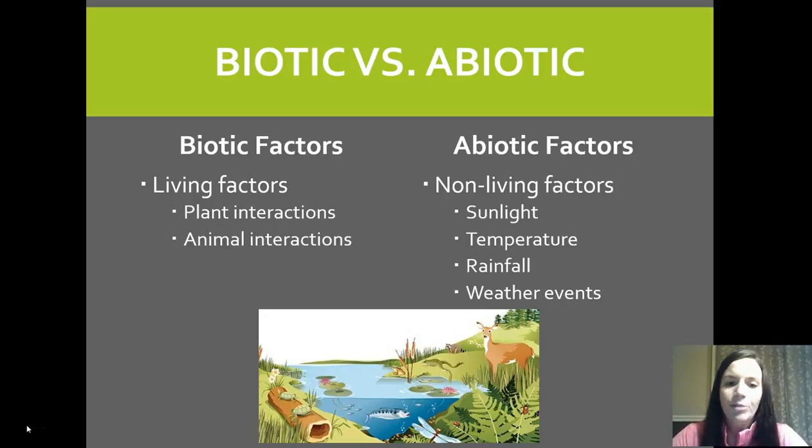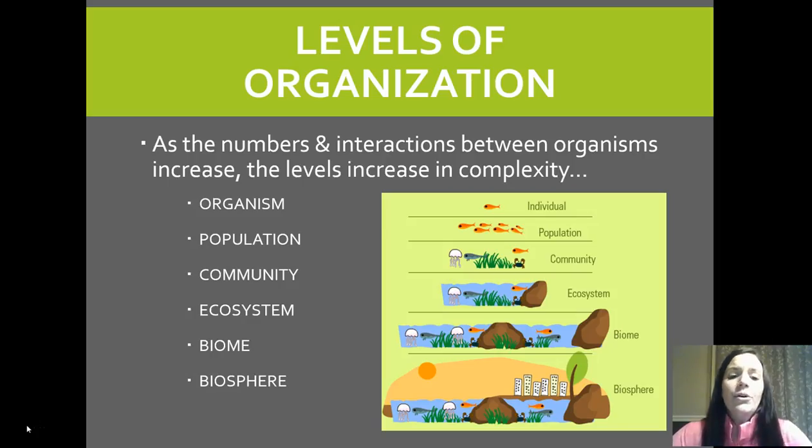As you can imagine, biotic factors are things like plant interactions and animal interactions, and abiotic factors are things like sunlight, temperature, rainfall, and other weather events. So here are the levels of organization. As the numbers and interactions between organisms increase, the levels increase in complexity as well.